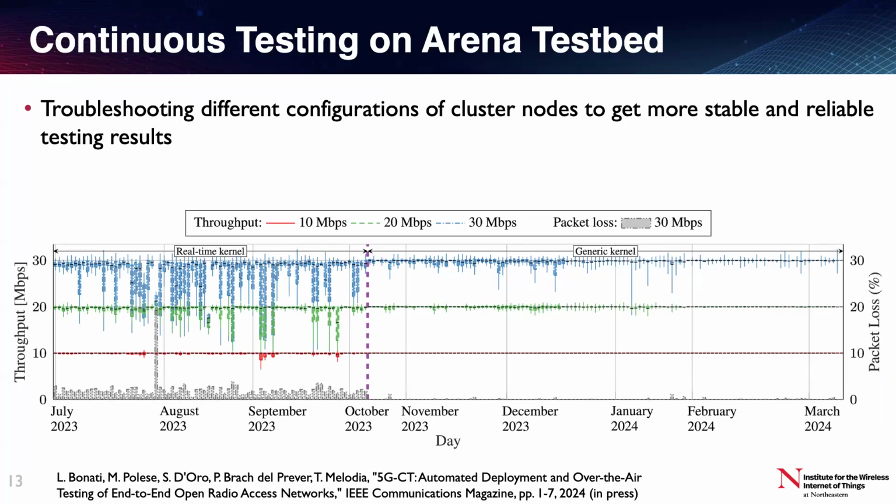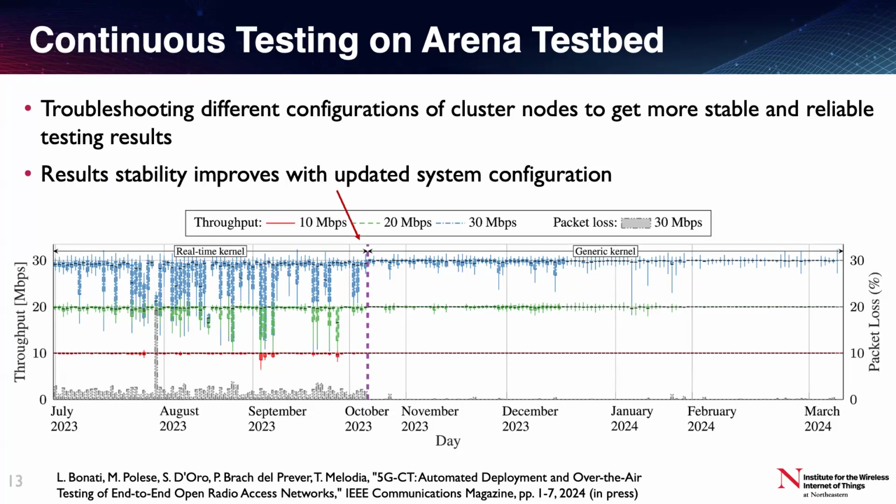And this pipeline automatically ran for more than 1 year at this point, even if here only 9 months are shown, multiple times a day to try different configurations of testing, like you can see 10, 20 megabit per second iperf configurations, and different configurations of the server. For example, we have different configurations with first a real-time kernel, and then a generic kernel on the right.